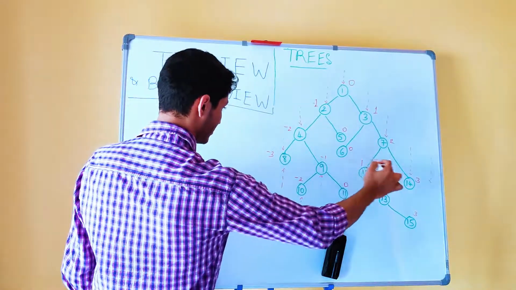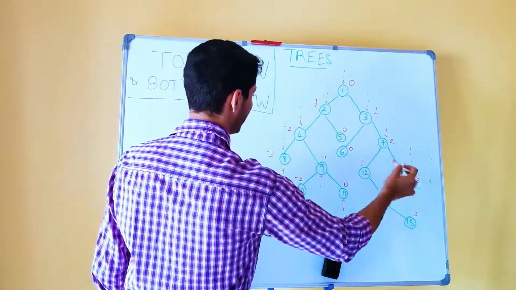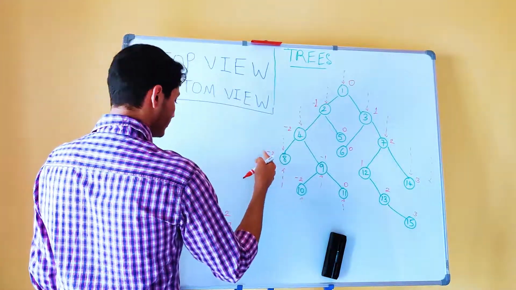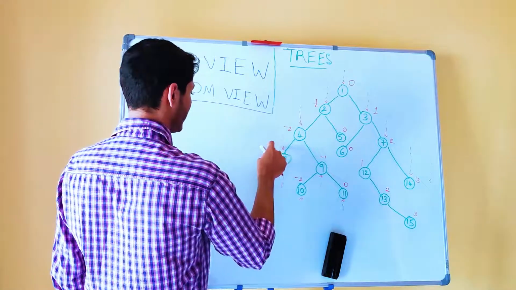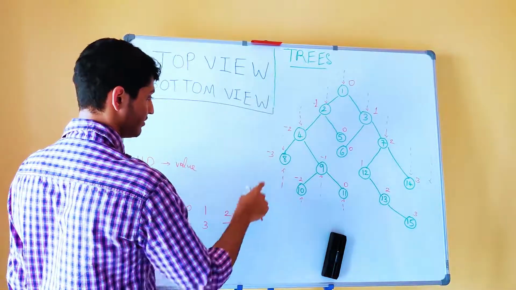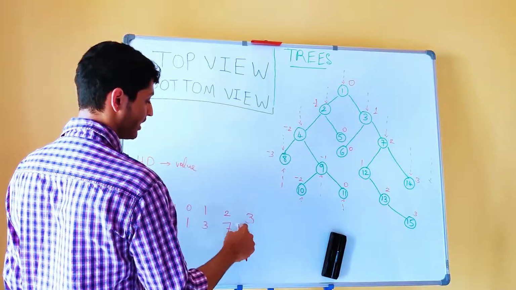Similarly, moving to the next level, the nodes are 8, 9, 12 and 14. For each of these nodes we'll consider the horizontal distance and we'll write its value into the map if it's empty.